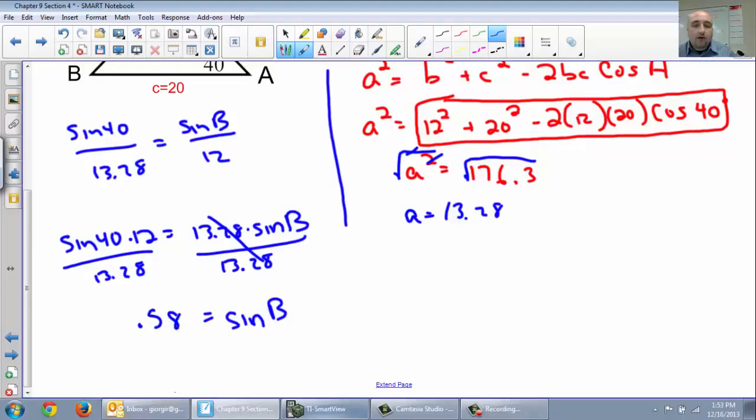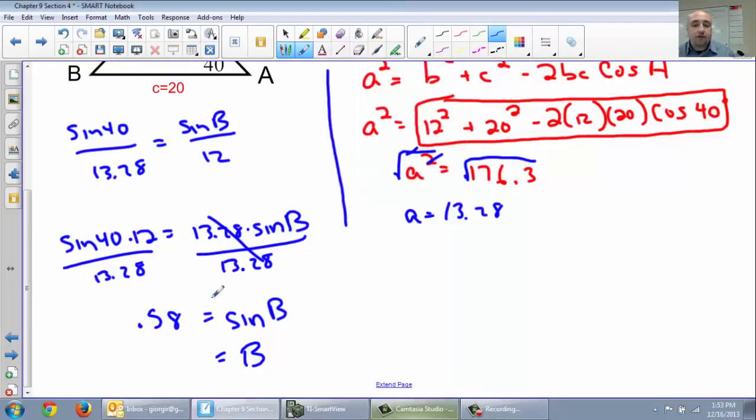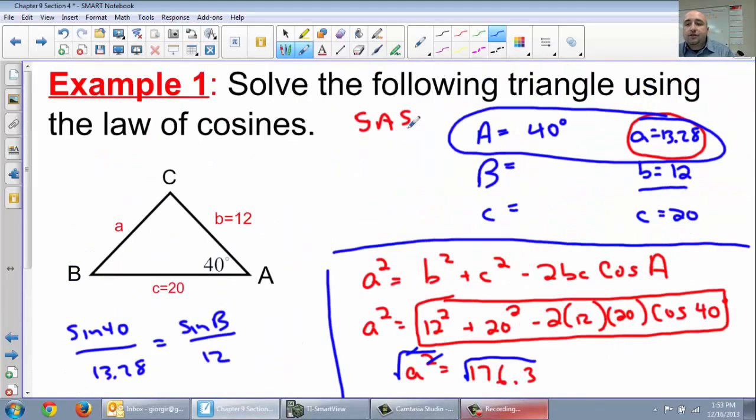0.58. So how do I get my angle B? Angle B is equal to, you always use the second inverse. So second sine 0.58 will give me my answer for angle B. So 35.45, let's just say 35 degrees. So angle B is 35 degrees.